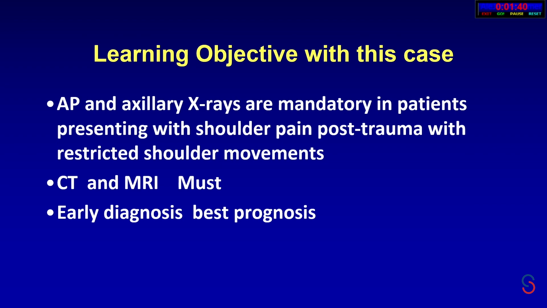Always do an NCT and MRI, because you will get a lot of information about the humeral bone loss and your soft tissue, and early diagnosis improves prognosis when you see this locked dislocation.